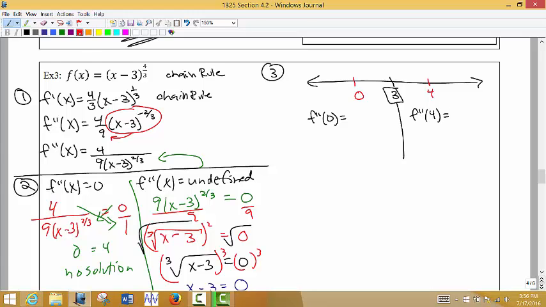Okay, so if we plug in a 0 into the second derivative, we get 4, which is positive, divided by 9, and we get 0 minus 3 to the 2/3 power. Okay, so we have 4 over 9 times negative 3 to the 2/3 power. Keep in mind something here. We're going to square this value. Remember that when we raise something to the 2/3 power, the top number, if it's a 2, tells me I'm going to square.